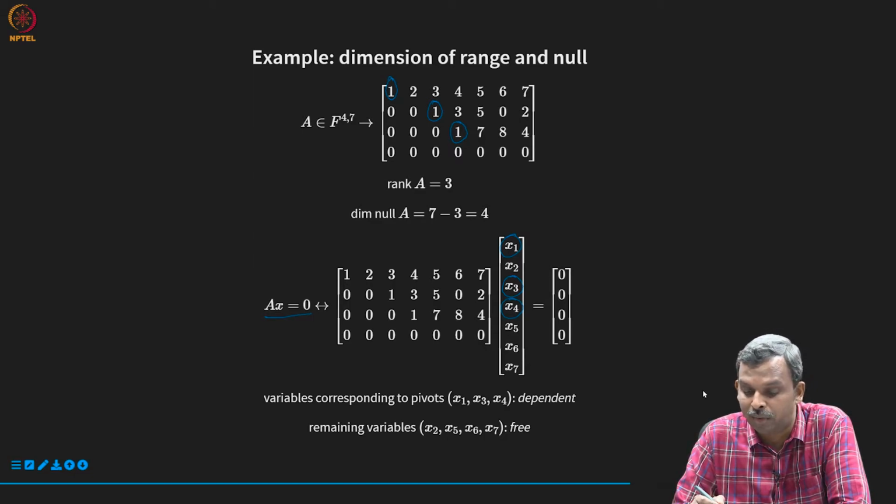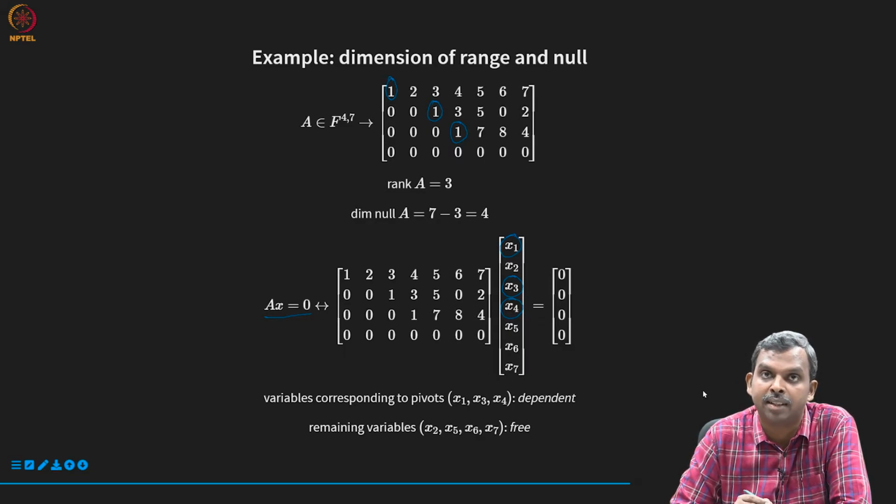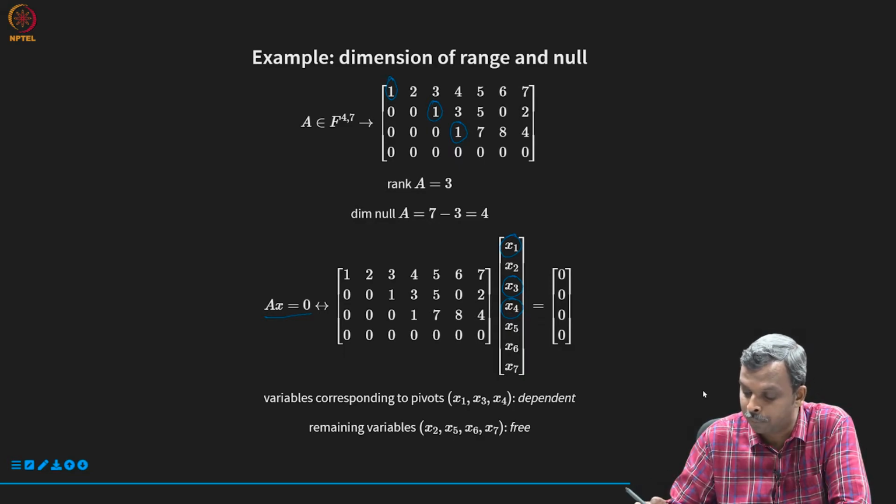Okay, so you identify your dependent variables and you identify your free variables, and then you can solve for the basis of the null space, or the set of all solutions for Ax equals 0. How do you go about doing that? Here is how you do it.